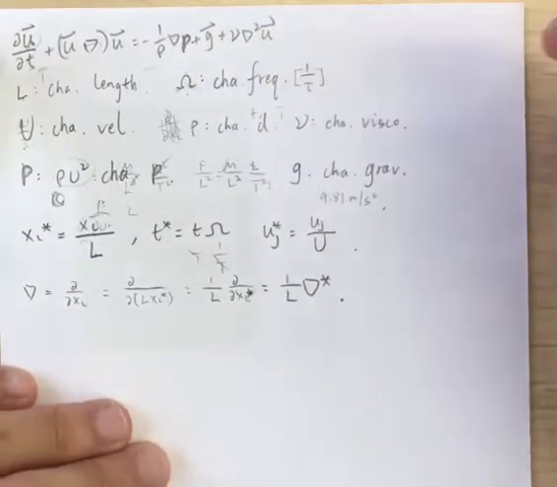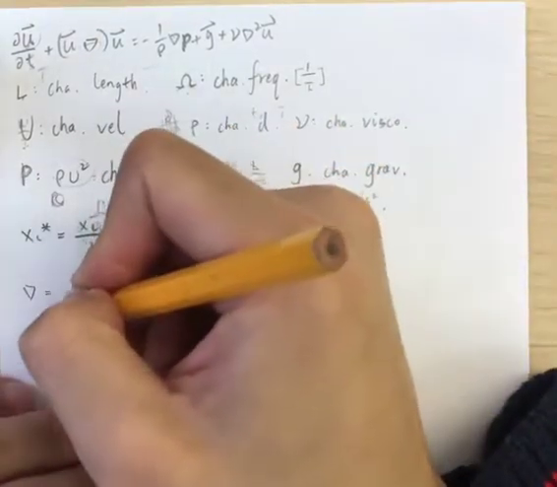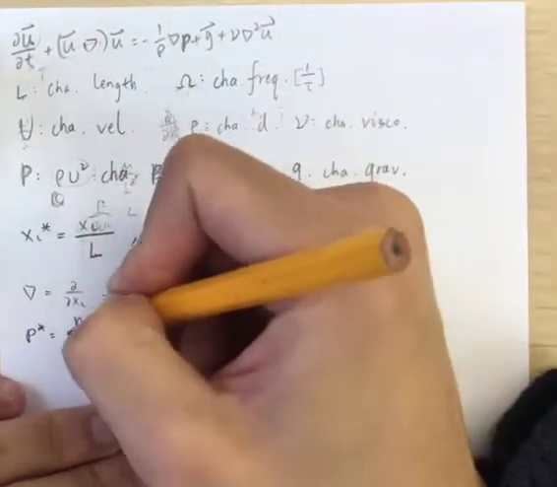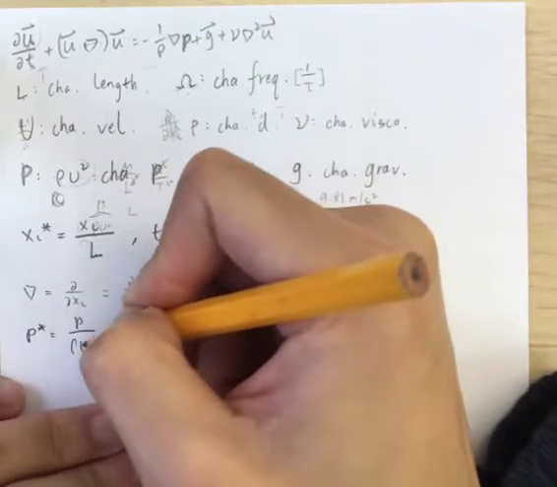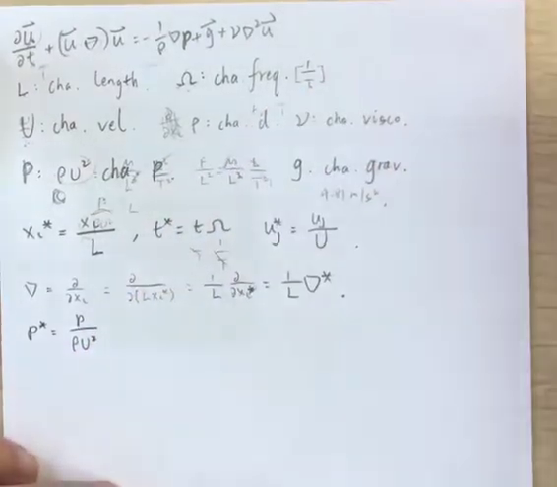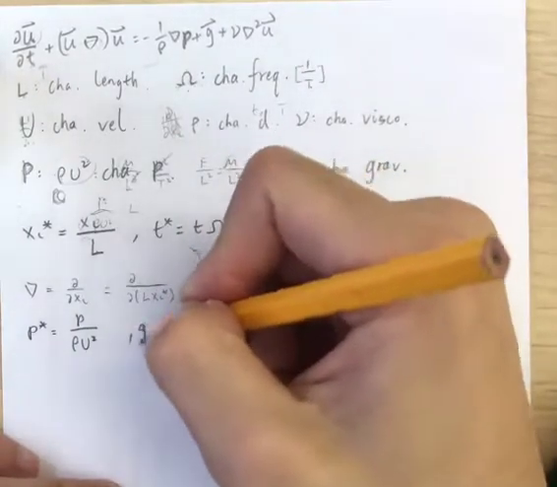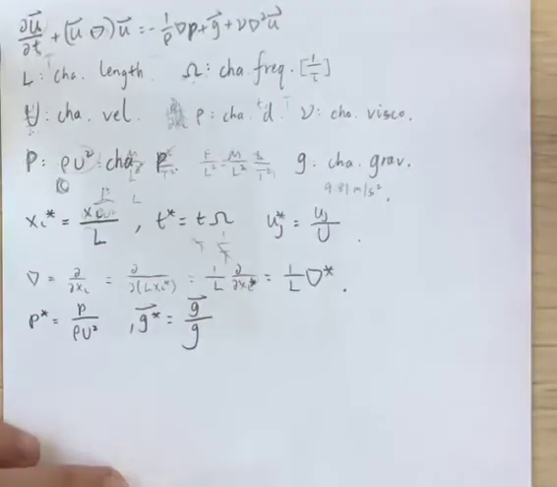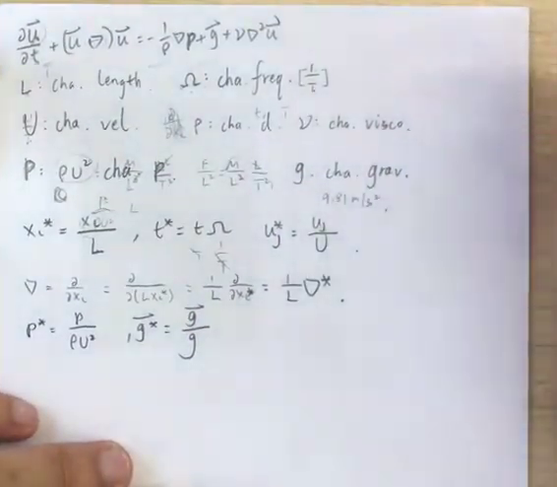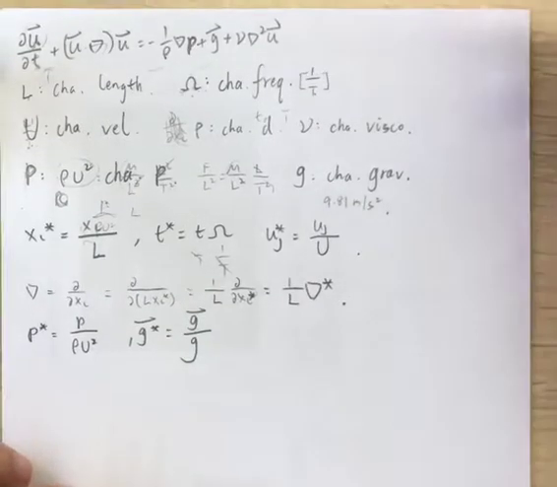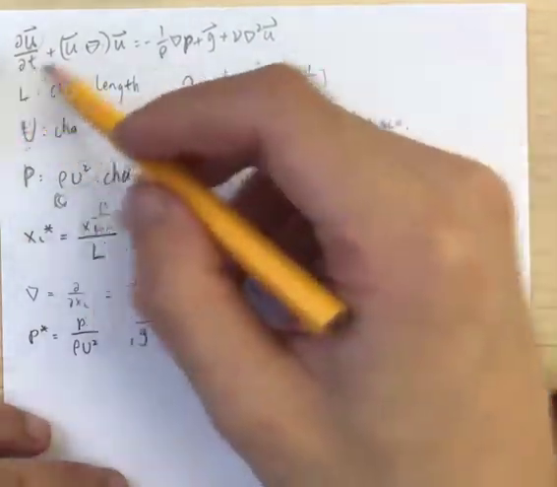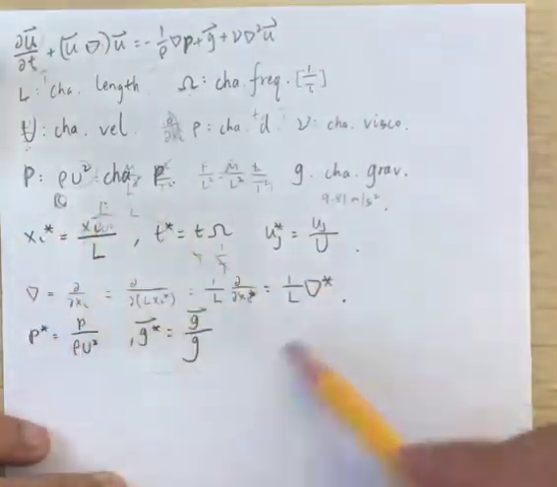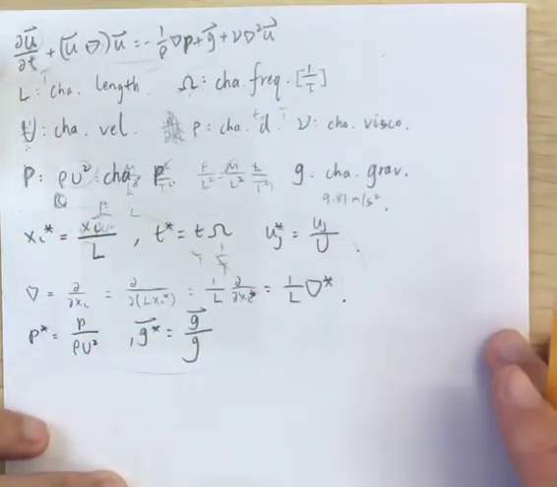Here, pressure. Non-dimensional pressure will just be P over rho U squared, the actual pressure divided by the characteristic pressure, right? G here: G vector divided by characteristic velocity. Okay, now we can transform the NS equation into its non-dimensional form just by using these relationships.